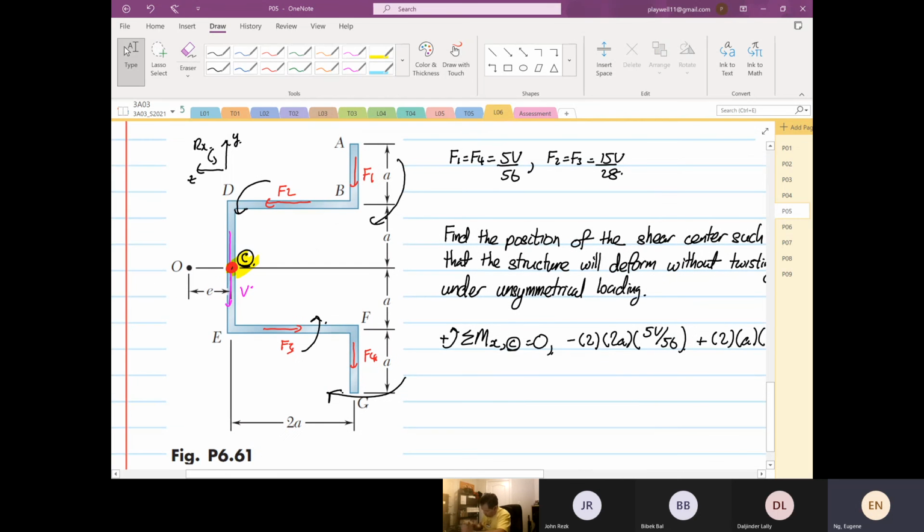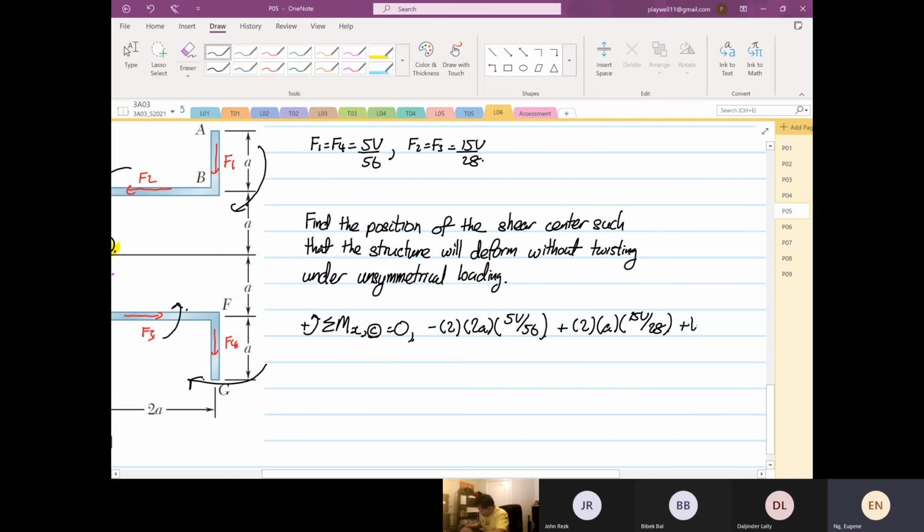And then the final one, okay, so we are going to have a load V coming down here where the shear center is, right? So that V over there is equal to V times E, and is going to generate an anti-clockwise direction. So plus VE, the whole thing will be equal to 0. Okay. So VE is equal to, so 2 times 2, 4.